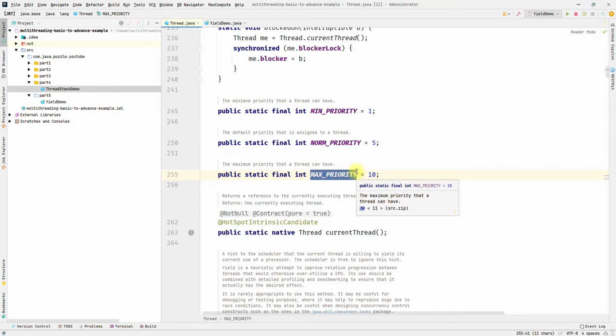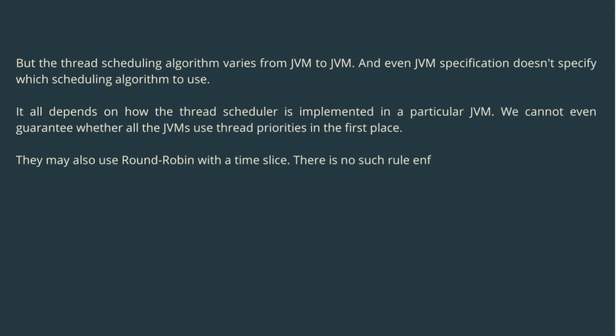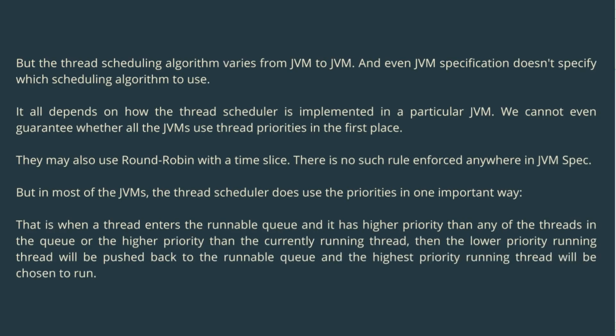So what does that mean? Preemptive essentially means turn taking. A thread takes its CPU turn, and after some time elapses, which thread takes its turn next depends on the priority of the thread. But the thread scheduling algorithm varies from JVM to JVM, and even the JVM specification doesn't specify which scheduling algorithm to use. It all depends on how the thread scheduler is implemented in the particular JVM.